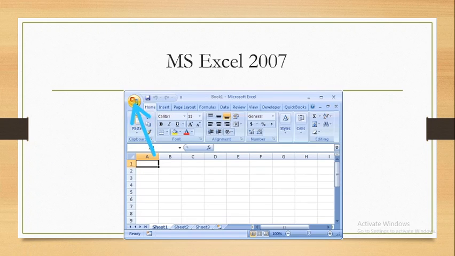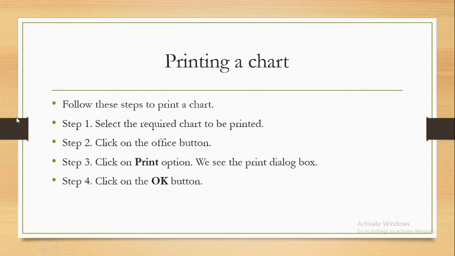In the old version, MS Excel 2007, in place of the File menu we have this button. As I have drawn this arrow, this button is known as the Office button. It contains the same options as the File menu. If you want to print something, you have to use this Office button. So the same thing as I explained here: first select the chart which you want to print, click on the Office button, then click the Print option, and a dialog box will appear. If you want to change the settings, you can, and if you don't want to, that's fine. Then click on the OK button, and your chart will get printed.